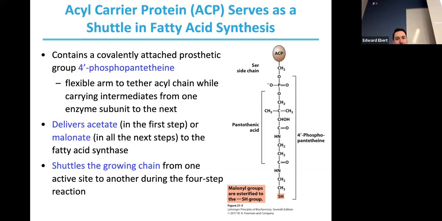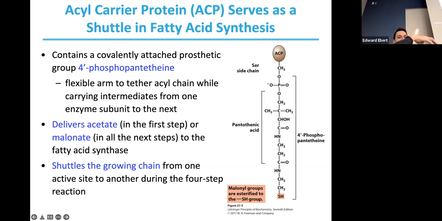All right, so let's talk a little bit about how this works out physiologically. There's this acyl carrier protein group that serves as a shuttle in the fatty acid synthase. Just like how we saw biotin can pick up a carbon group and move it from one place to the other, we go back to our ACC, adding that one carbon to the acetyl-CoA to make malonyl-CoA.